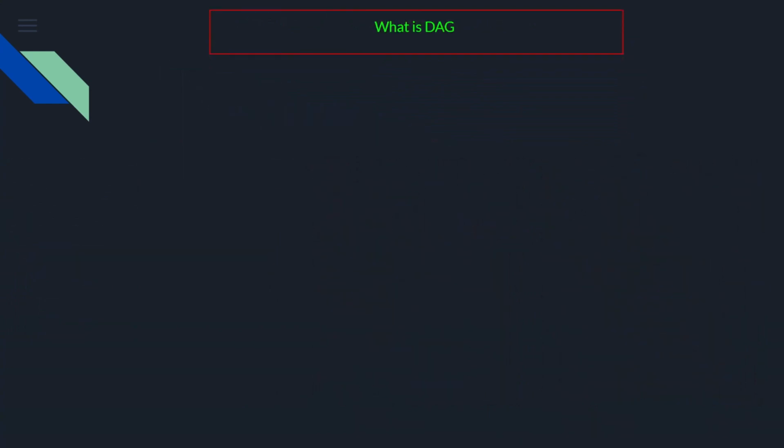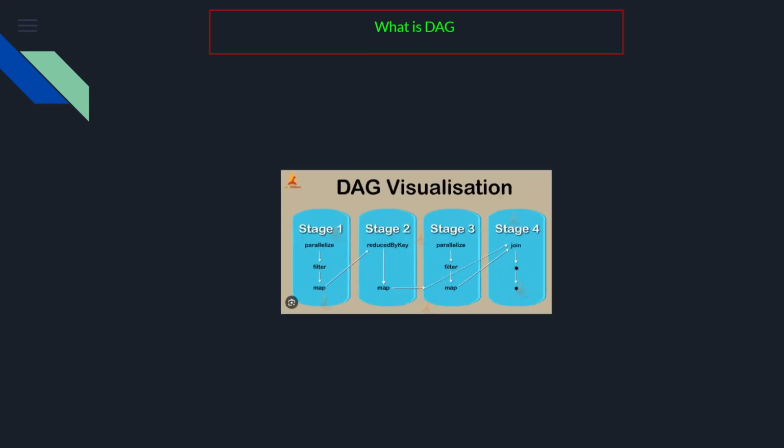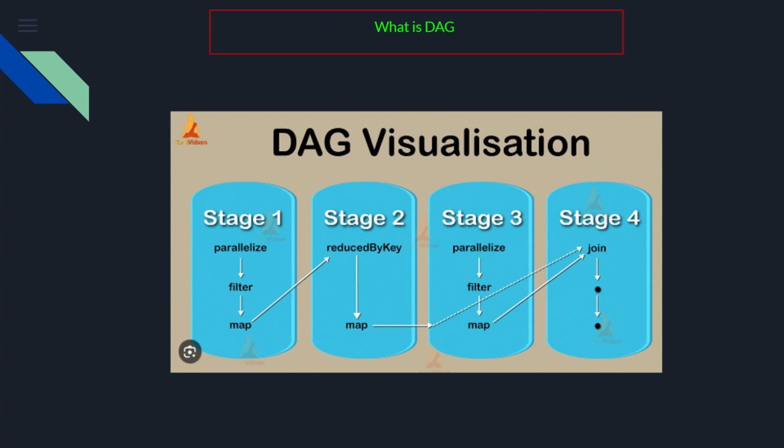Now, what is DAG? So DAG is, as we all know, directed acyclic graph. Basically, it's a fundamental concept that represents the logical execution plan of any Spark job, and it describes the sequence of transformations and actions to be performed on the data.